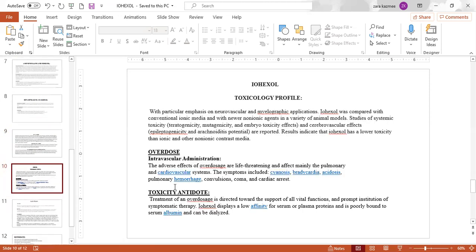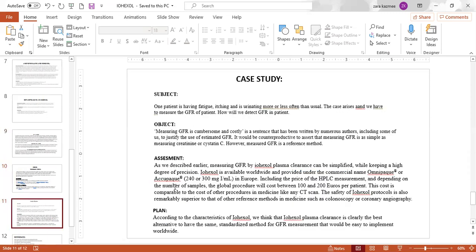taking beta blockers. So the toxicology profile is that if an overdose occurs, the adverse effects of the overdose are life-threatening and affect mainly the pulmonary and cardiovascular systems. The symptoms include cyanosis, bradycardia, acidosis, pulmonary hemorrhage, convulsions, coma, and cardiac arrest.